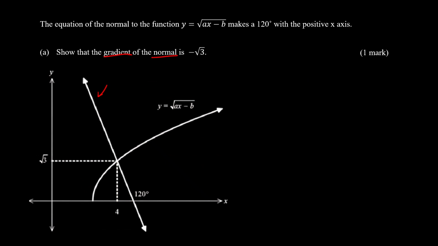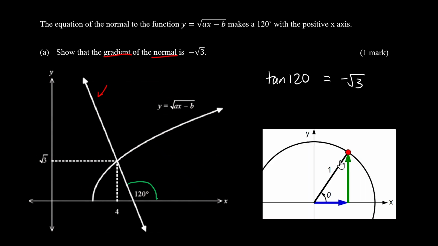If you know what you're actually doing, you could just get tan 120, which would get us negative square root of 3. Because using tan on the angle on the right hand side of the line would always give us the gradient. So that's the fastest way to do it.